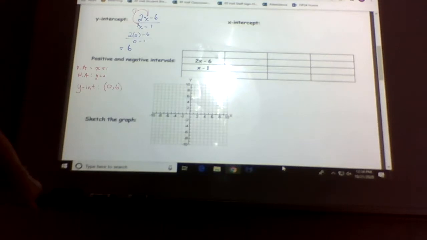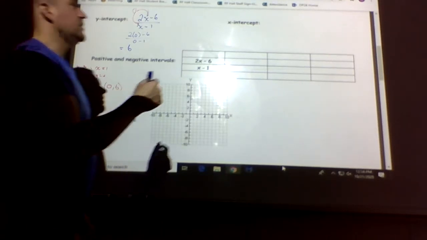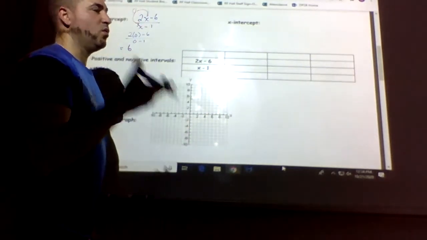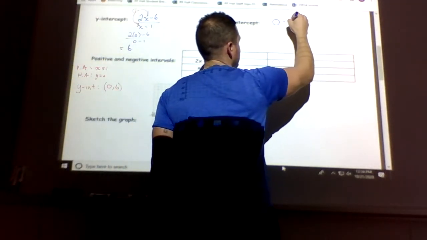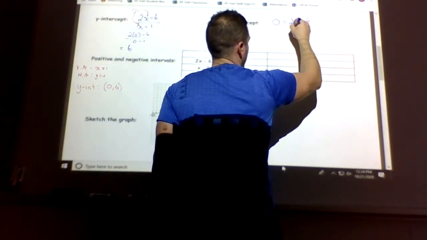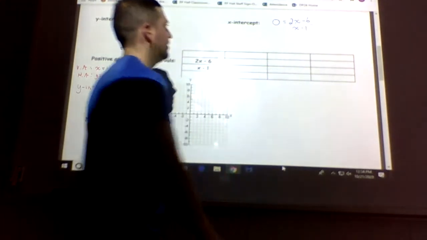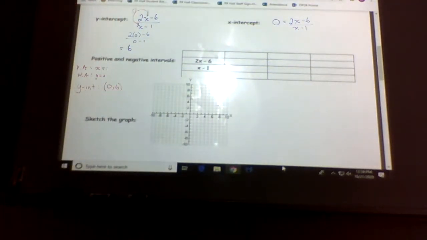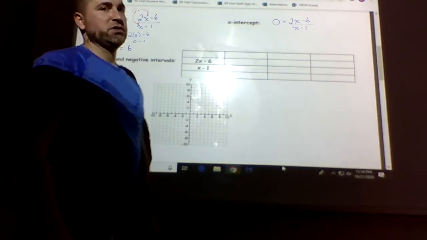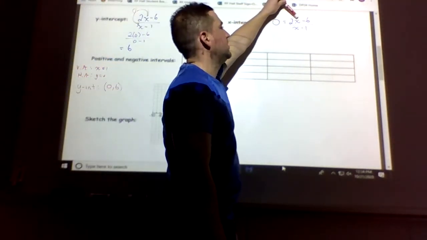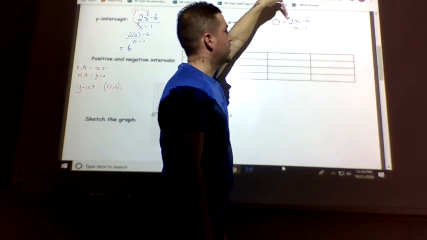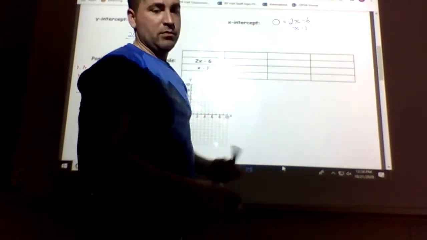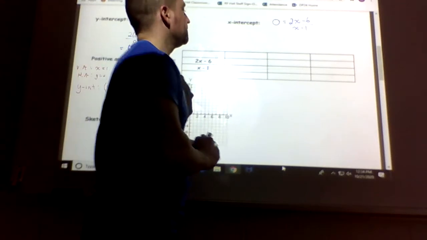Okay, now we're going to find the x-intercept. For every x-intercept, our y value is 0. So we plug in 0 for y. So 0 equals 2x minus 6 over x minus 1. The x-intercept is always going to be what makes the numerator equal to 0, by the way. So whatever makes the numerator 0 will give your x-intercept. But just in case, I'm going to show you.